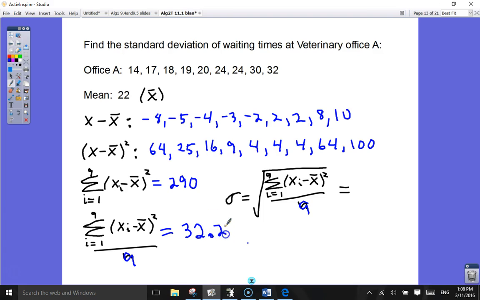Now, if I had units on there, that would be in minutes squared, right? Because I had squared every one of those differences. Okay, so the last step is take the square root. The square root of 32.2 repeating is 5.68, rounded to 2 decimal places.